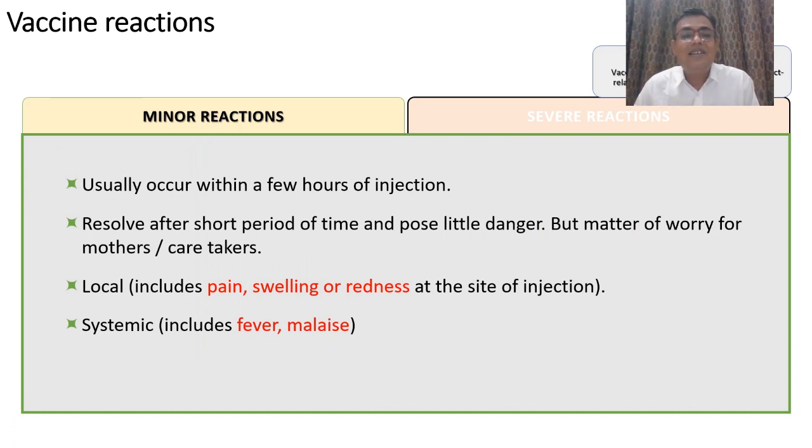Now let us discuss the vaccine reactions in terms of severity. Vaccine reactions are of three types in terms of severity: minor reactions, severe reactions, and serious reactions. First, let us discuss the minor reactions.